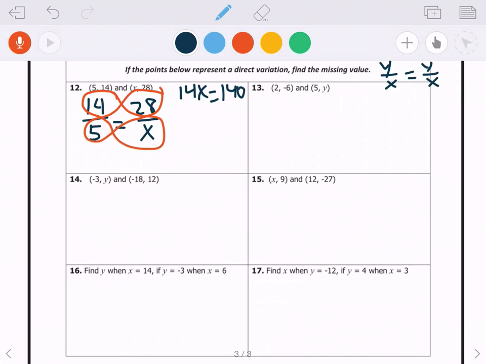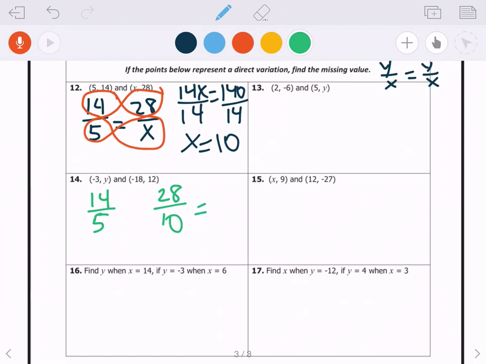So if we're solving for x, we need to divide both sides by 14. And then you should get your answer, which is going to be 10. If you were to check this problem, you would plug in 10 for x. So let's do that down here under number 14, and then I'll erase it. We're going to have 14 over 5, and then 28 over 10. 14 over 5, you can't reduce. 28 over 10, however, we can reduce to 14 over 5. When we found k, we did y over x, and we got that it's the same, so it's constant. So that means we are correct. That missing value is in fact 10.